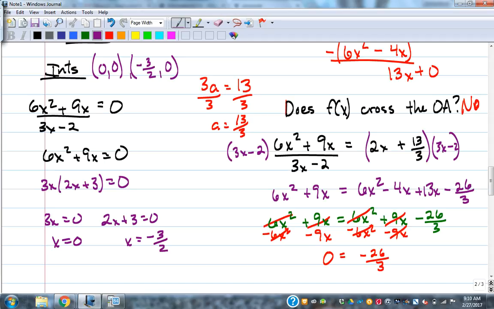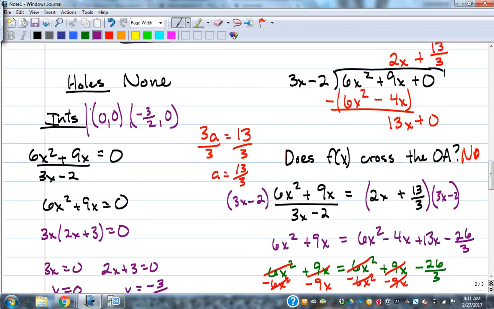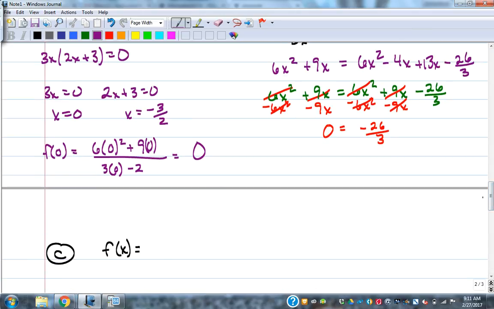Y-intercept, the f of 0. And that should be 0, because 0 divided by anything is 0. You get a 0 in the numerator, that's what's going to happen. So those are our intercepts. They're at 0, 0, and negative 3 over 2, 0. Technically, that's an x and y intercept, and that's an x intercept. Good?